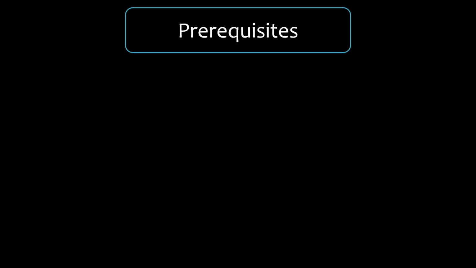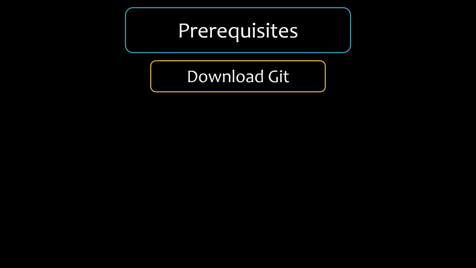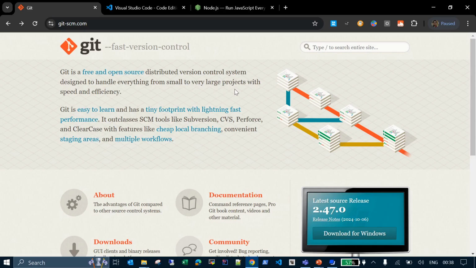Here are the prerequisites to work with Git in this course. You might already have Git installed in your system. However, it is better to have the latest version of Git by jumping over to git-scm.com. Download the latest version of installer for your operating system.